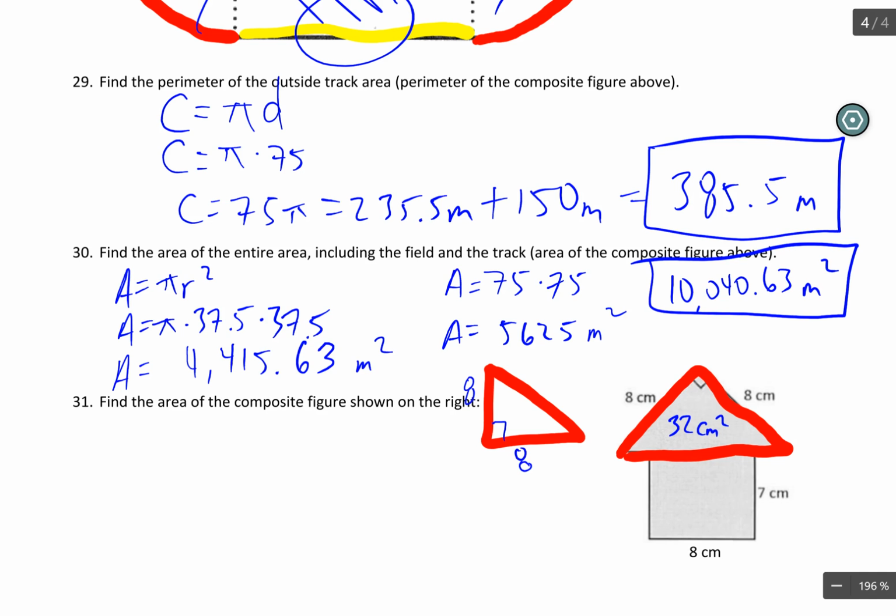And then of my rectangle, so here's my rectangle. I have a 7 by 8, or a base of 8, height of 7. So 8 times 7 is going to give me 56 centimeters squared, and I'm just going to add them together. So 56 plus my 32 is going to give me a total area of 88 centimeters squared, and we are done.